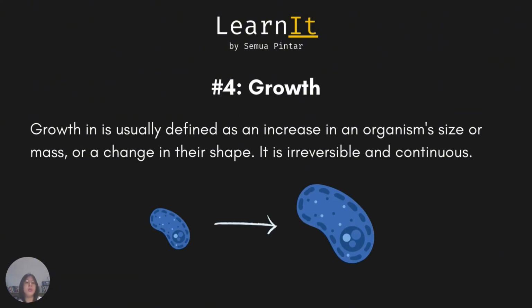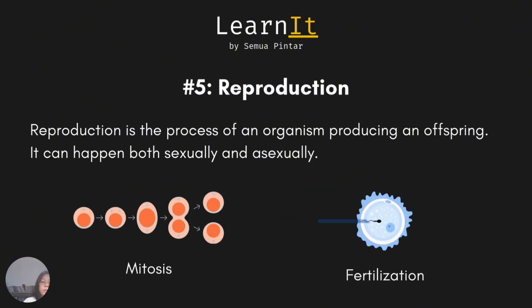Next, we have growth, which is usually defined as an increase in an organism's size or mass, or a change in their shape. It is irreversible and continuous. As we all know, different organisms grow differently. Humans grow taller and gain weight, but for bacteria, it's usually just an increase in size or mass, such as in the diagram below.